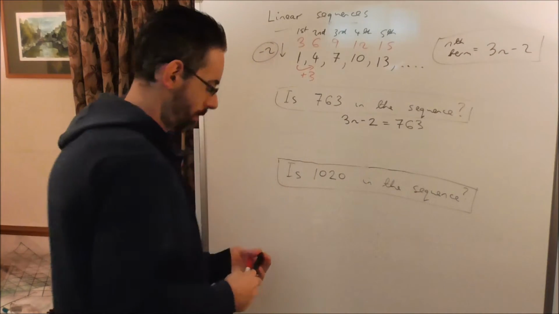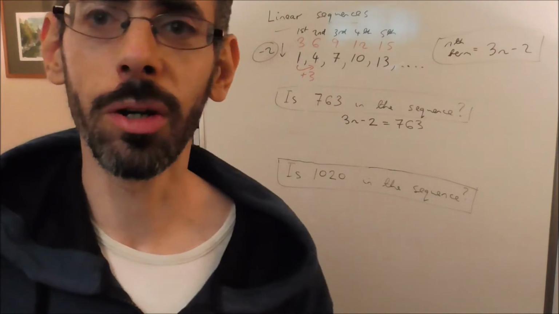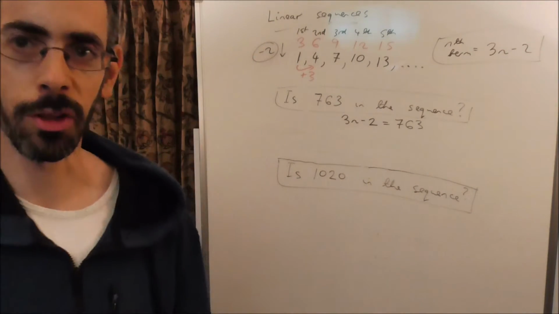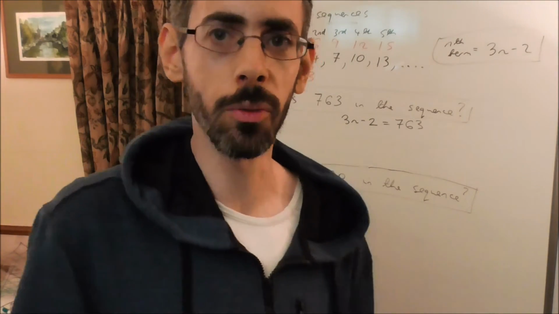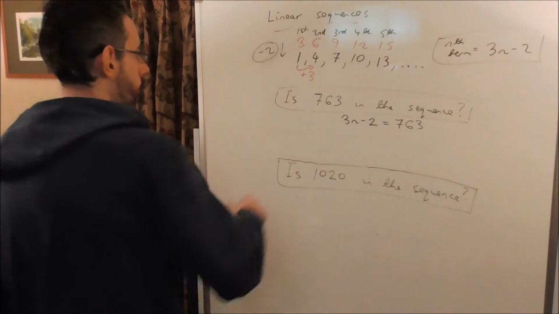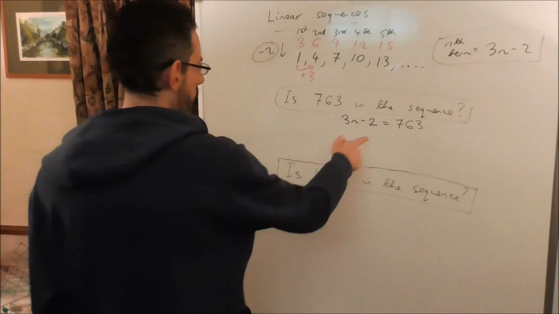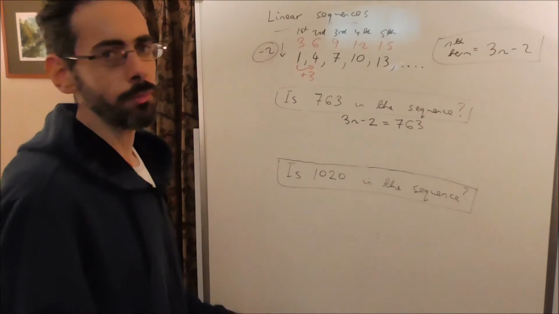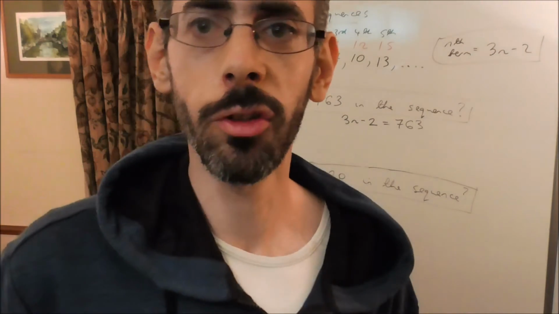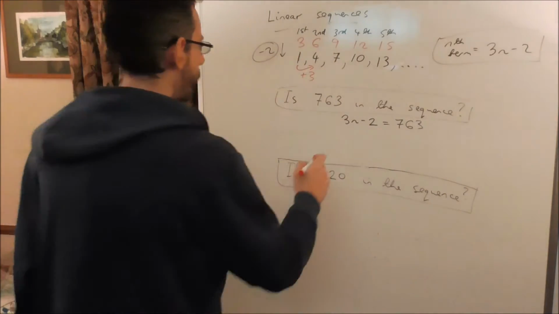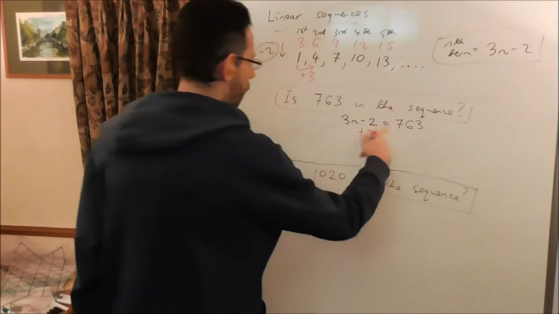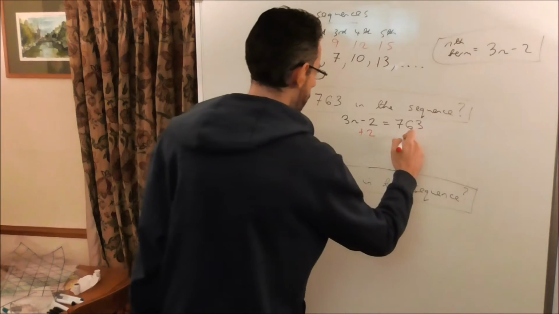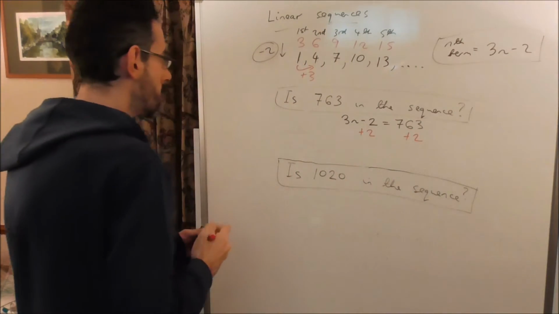Now when I solve equations, I do what I call the balance method. That's doing the same thing to both sides to keep them balanced, to keep them equal. So we want to get n on its own. So first thing we can get rid of is the minus 2. Now the inverse of subtracting 2 is adding 2. So you can add 2 to this side. And of course you've got to do the same to the other side as well to keep both sides balanced, to keep both sides equal.